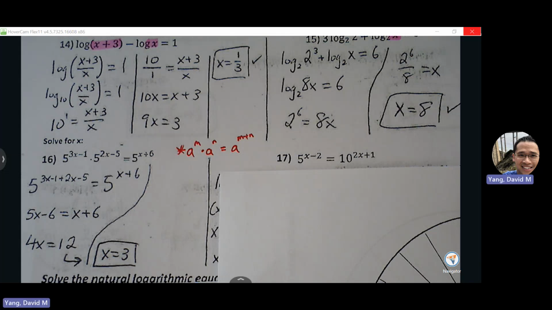Okay, 17. It would be nice if the bases can match, but it looks like 5 and 10 are not compatible, right? I can't bring 10 down easily in terms of the base 5. So it would be better if it was like 5 and 25, but 5 and 10 are not going to quite work. So we have to involve logs here. So take log to both sides, bring those variable exponents down, and then you're just trying to get x by itself.